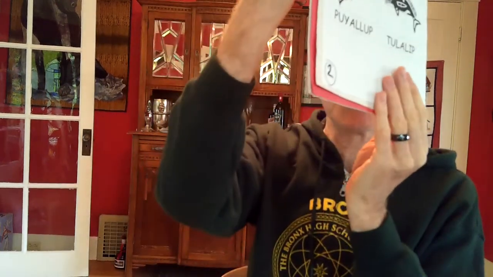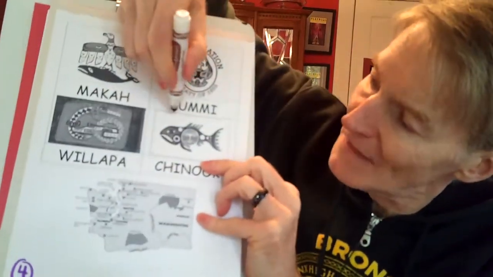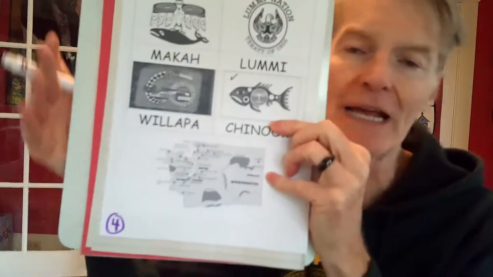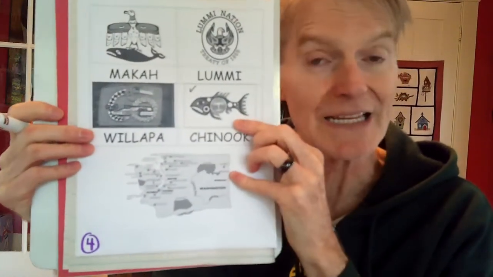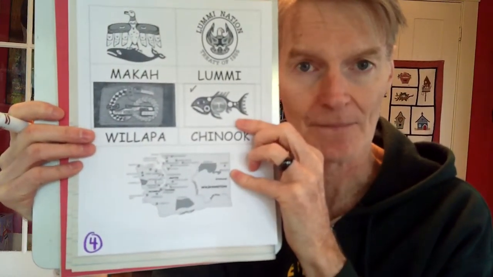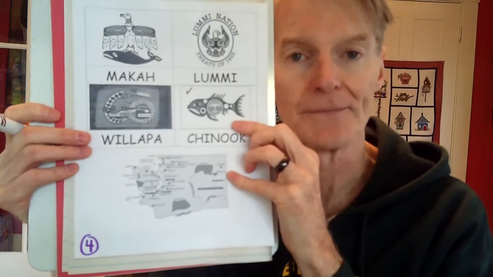I just circled numbers 2 and 3. And then on page 4, the art that is by the Chinook image, if you put a small check in that box, that's going to help you notice that art, which will make it easier to identify, color, and enjoy when we get to that art in the My World and I section coming up. Okay, that is the work on those pages.